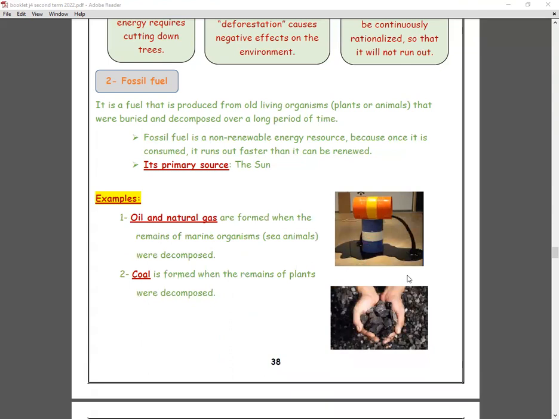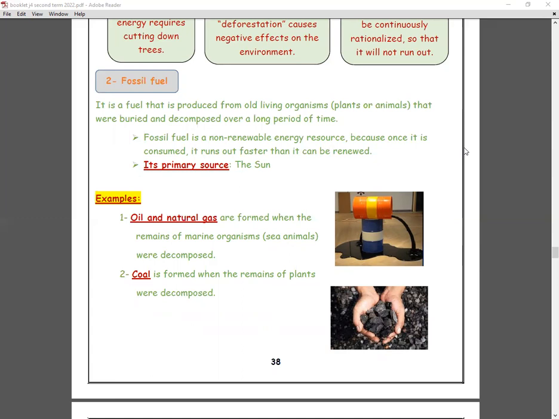Okay. Number 2, fossil fuel. What's meant by fossil fuel? We said that fossil fuel also comes from living organisms, but not in a direct way, in an indirect way, or we need a process before we produce fossil fuel. So fossil fuel is a fuel that is produced from living organisms, like what? Plants and animals that were buried and decomposed over a long period of time.